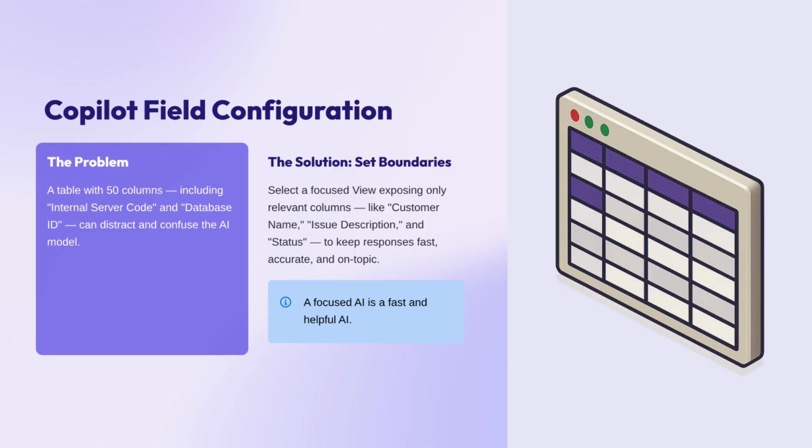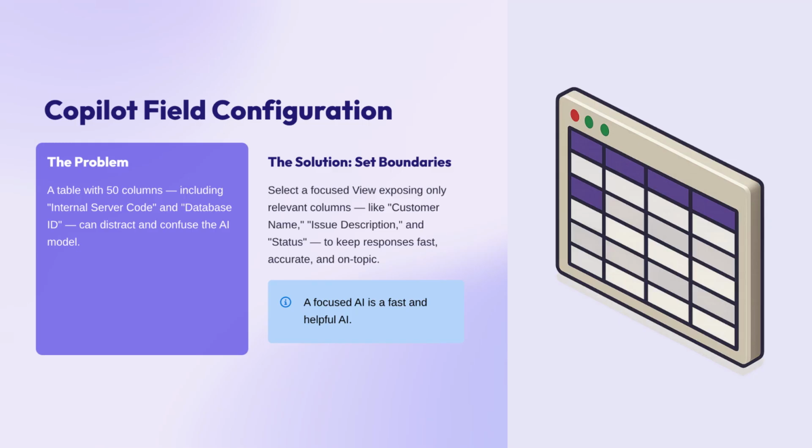Stay with me here because a focused AI is a fast and helpful AI. You've probably seen this at the office when you ask someone a simple question and they give you a 10-minute answer with too much detail. We don't want our Copilot to do that. Let's break this down together. We are setting the boundaries for the conversation.